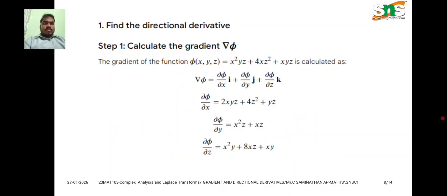The next part is problems based on the directional derivative. Let us see the problems in the next video.